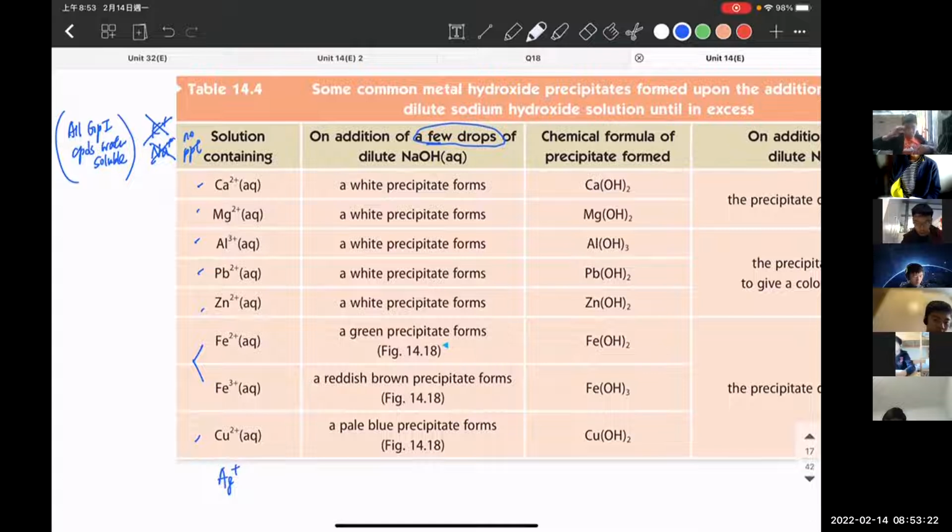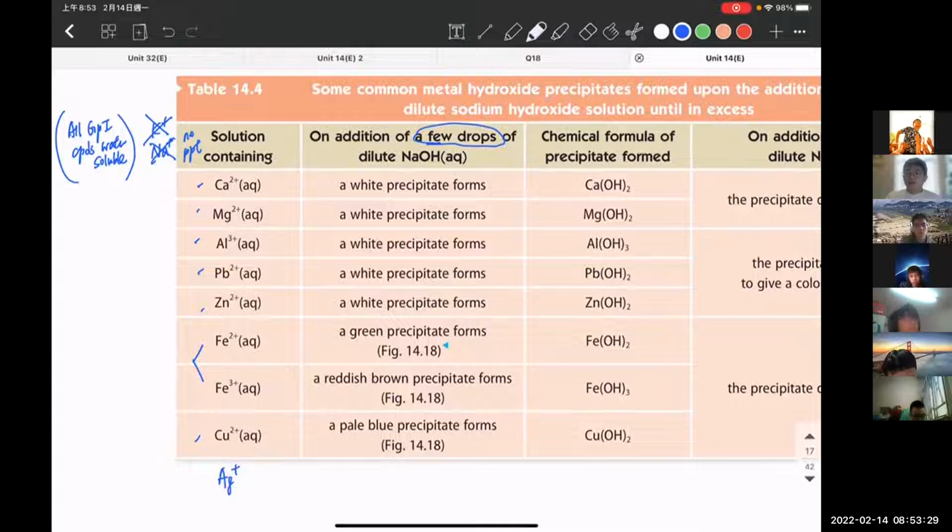淨係 transition metal 先有色。 Yes, only transition metal ions will have color. Remember, transition metal ions will have color. Transition metal itself will have mainly silvery or some golden, reddish brown as well. Okay, color. So this is how we try to memorize.